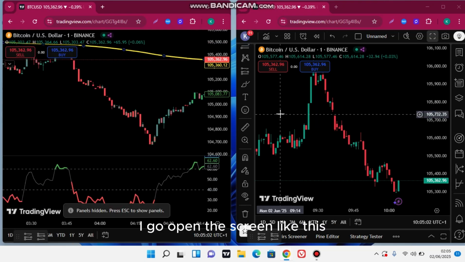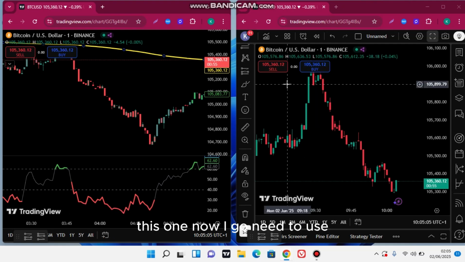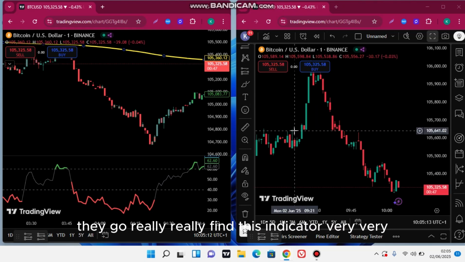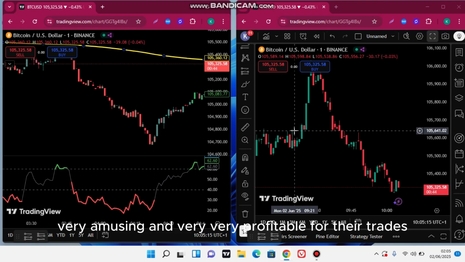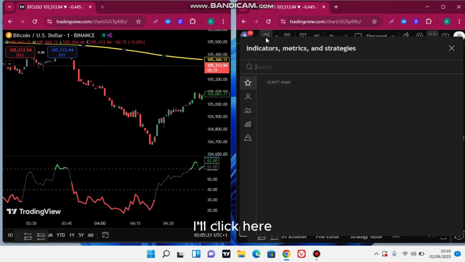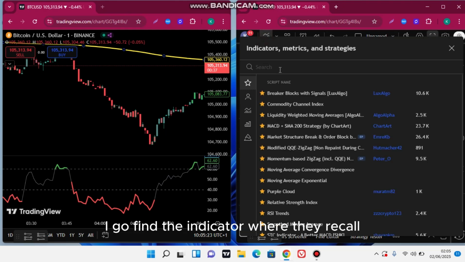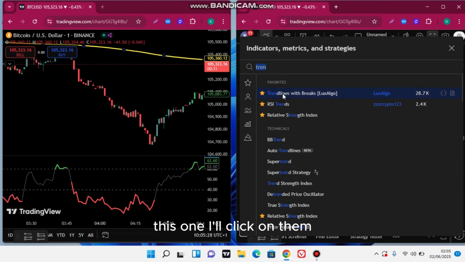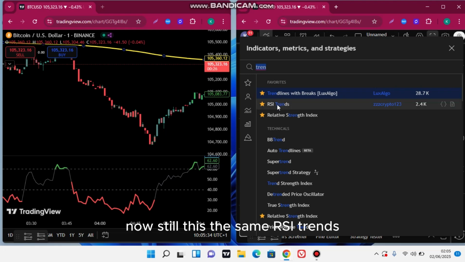I open the screen like this and go to the second indicator. This one I will use to know when to enter the market and when to come out of the market. People who understand price action will find this indicator very amusing and very profitable for their trades. I click here and find the indicator called Trendlines with Breaks by LuxAlgo. I click on it. Then the second indicator I will add is the same RSI Trends, because I want to see the direction of the market correlate.